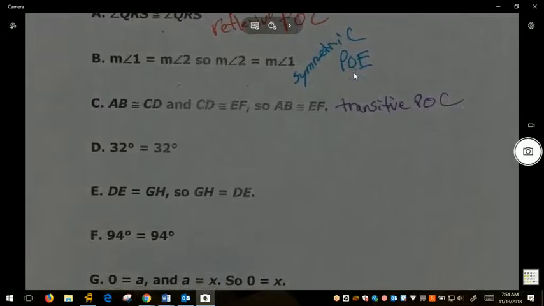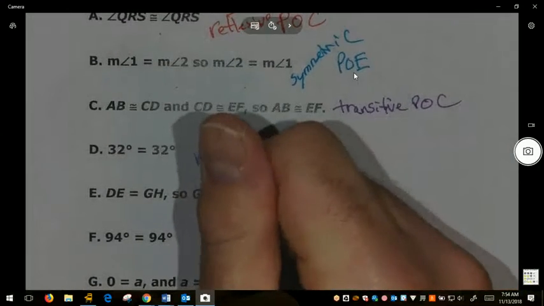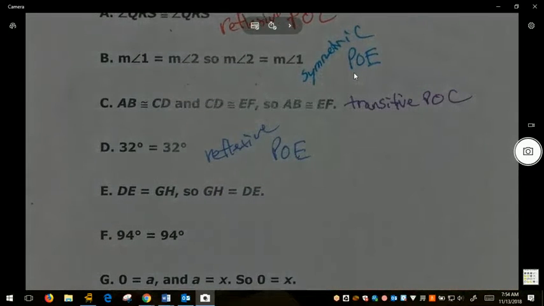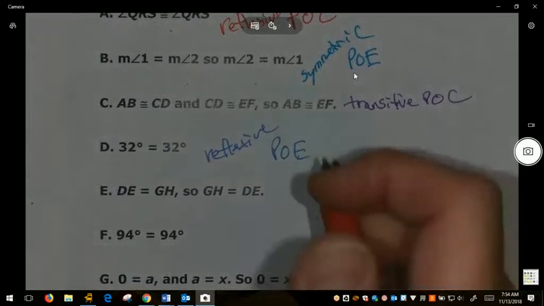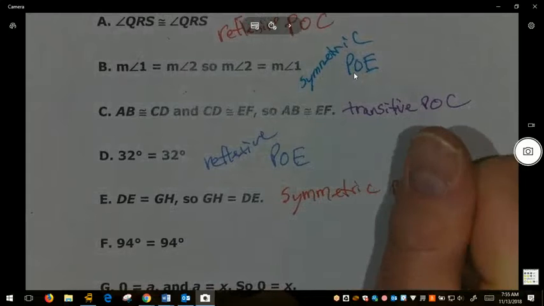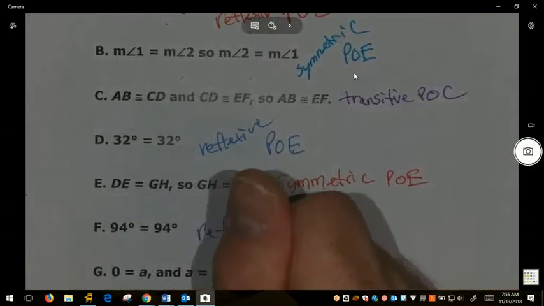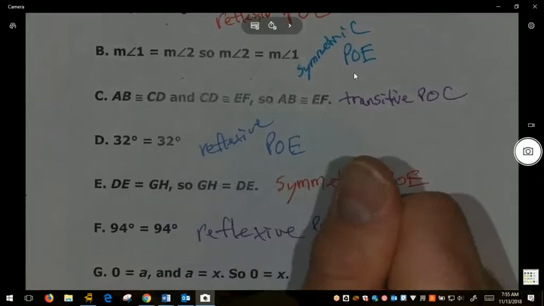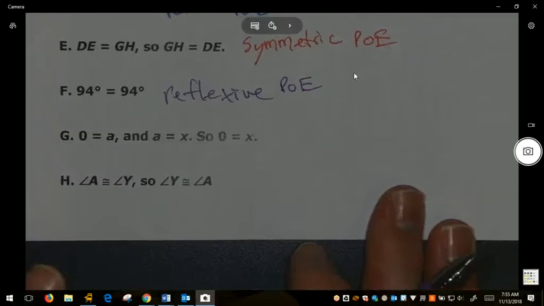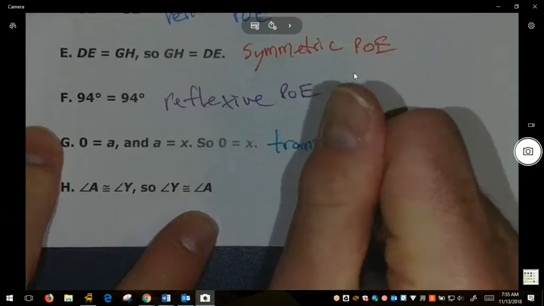The next one is easy. It's also a property of equality. What's the word in front? Reflexive. Who thinks they know letter E? Go for it, Blake. Symmetric property of equality. Symmetric property of equality, correct. The next one is also reflexive property of equality. Who thinks they know letter G? Go for it, Kevin. Transitive property of equality is correct.